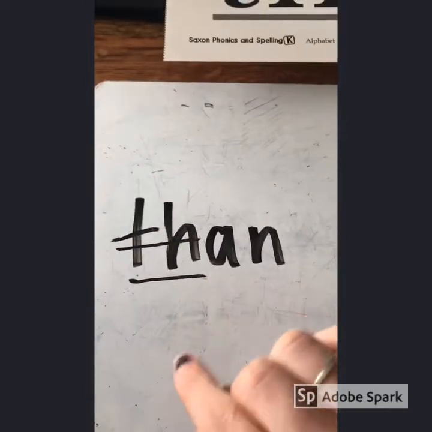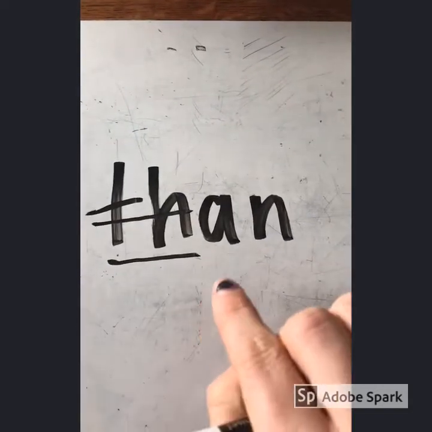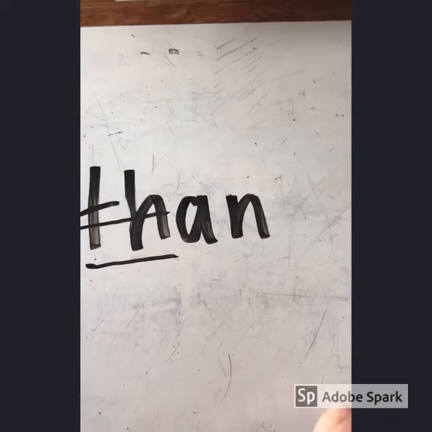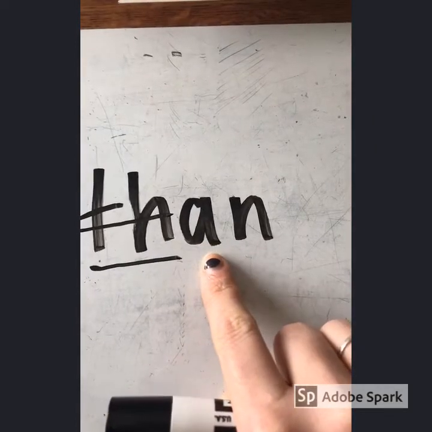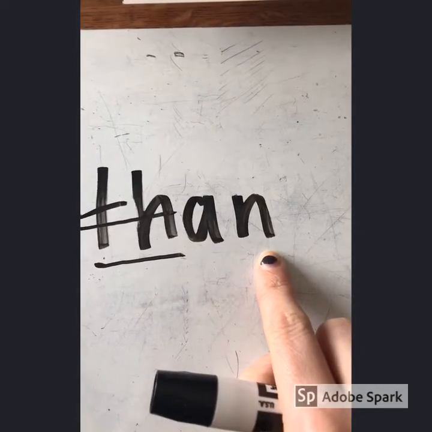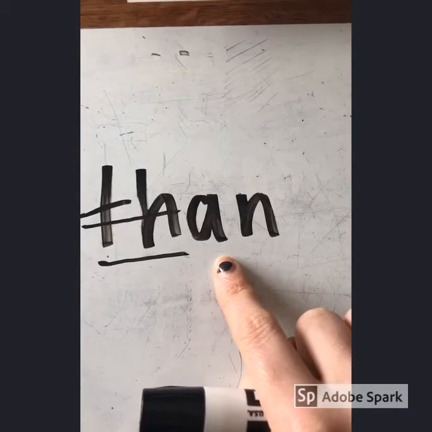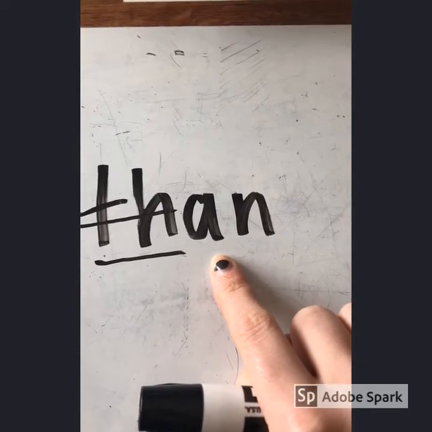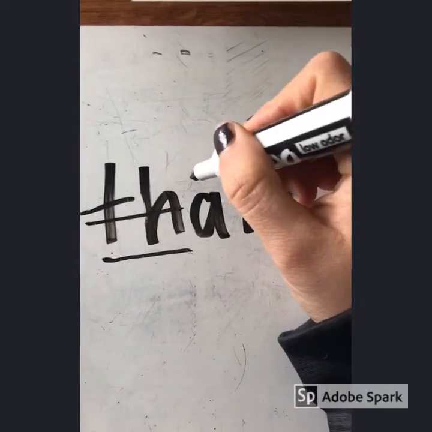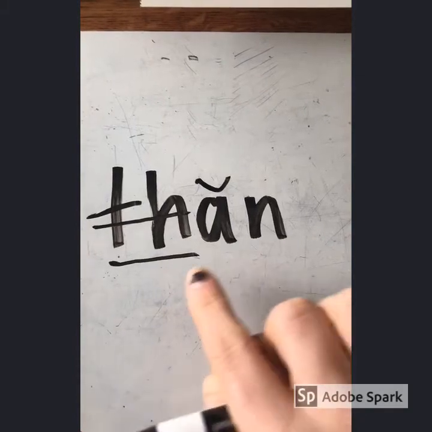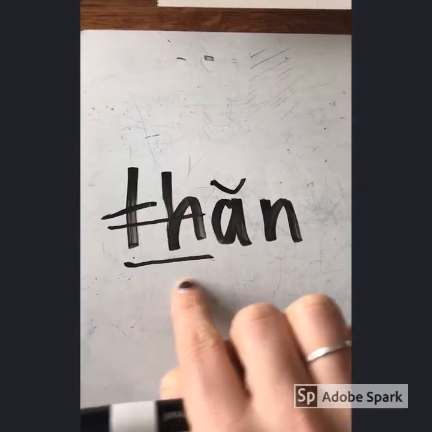Is there anything else in this word that we can code? Do you see a vowel in the word? Yep, A is a vowel. Does a consonant follow the A? Yes, it does. So that tells us that this vowel is going to be short, and we're going to code it with a breve. So now we can sound out this word. Ready? Th-a-n.